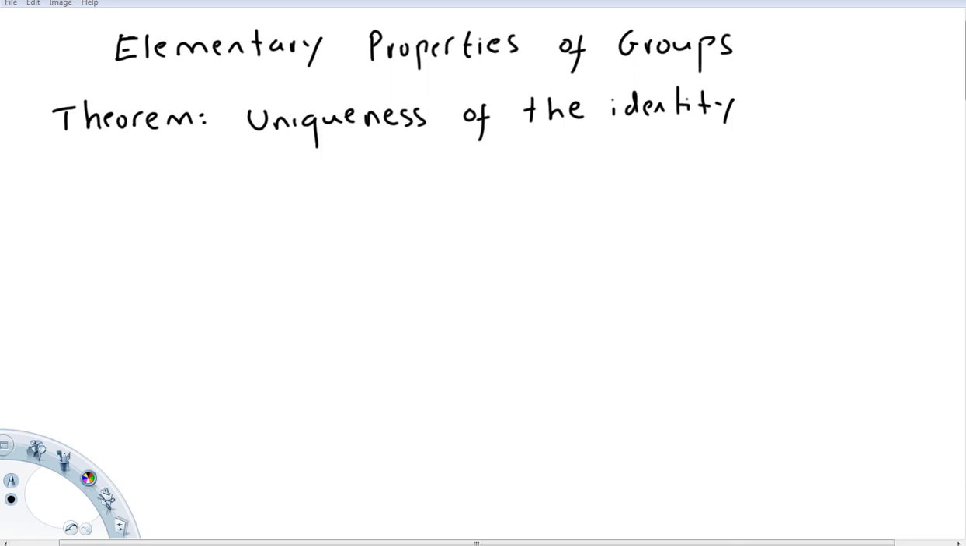Okay, we are going to jump now into some properties of groups. We are going to start with some very elementary properties of groups.